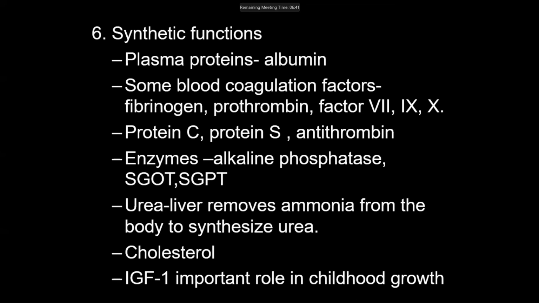Enzymes like alkaline phosphatase, SGOT, and SGPT are synthesized by the liver. Urea: the liver will convert ammonia, which is a toxic substance, into the water soluble non-toxic substance urea, and it is ultimately removed through bile.